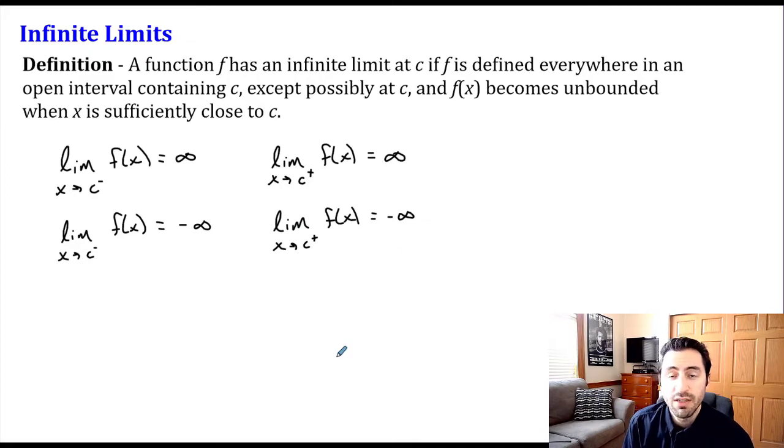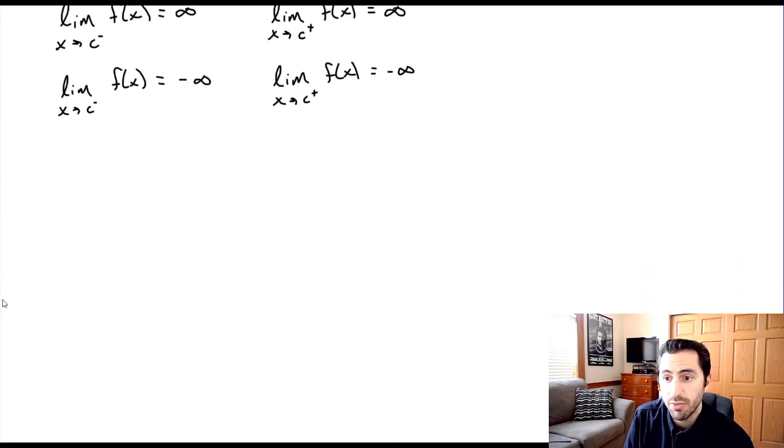Okay, so this infinity symbol here, we're only using this to represent the unboundedness of these function values. Infinity is not a number in this case, right? It's not approaching infinity. We're just saying that this limit is unbounded. So these are our four possibilities for infinite limits. So let's make sense of this by taking a look at a specific example.